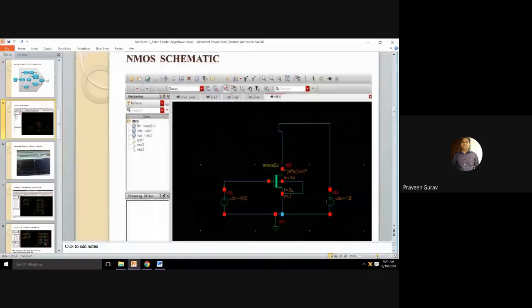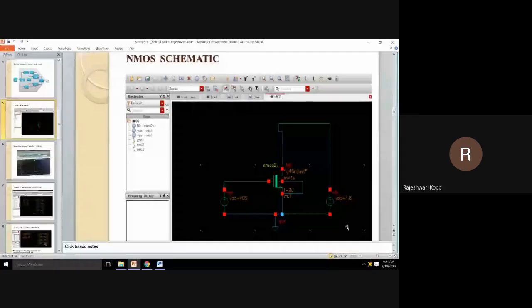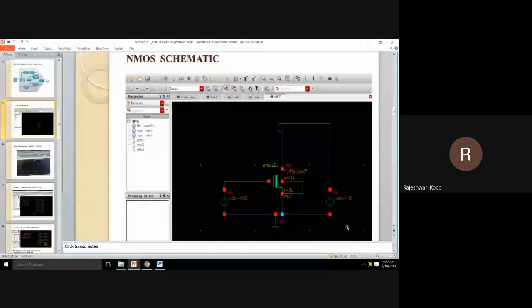Okay, what is this? NMOS schematic. How have you done it? Sir, now it covers the whole. Yes, now it is visible. This is the NMOS schematic. What have you done in this one? Sir, to check the ID versus VDS characteristics, we have designed this NMOS schematic.